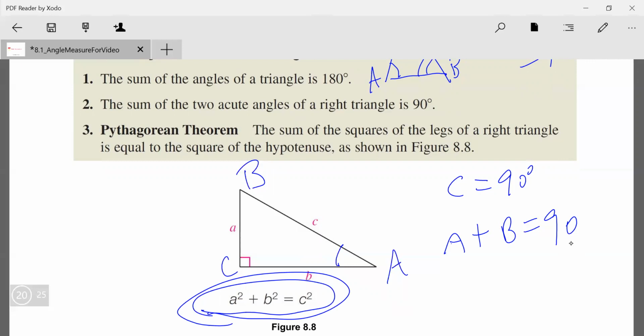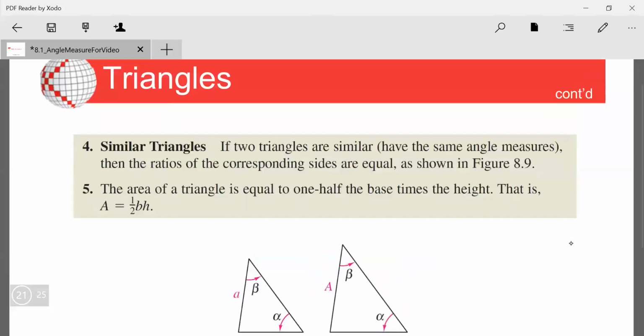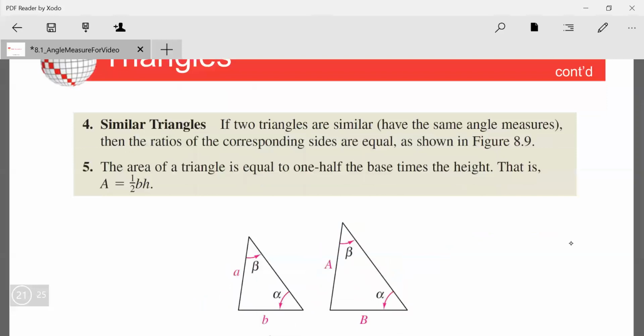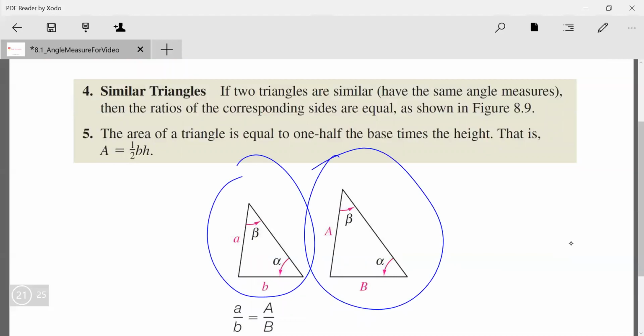Let's continue. On the next page, it's about similar triangles. Two triangles are similar, which means they have the same angles. Look at those two here. Even though they have different dimensions, the angles are the same.